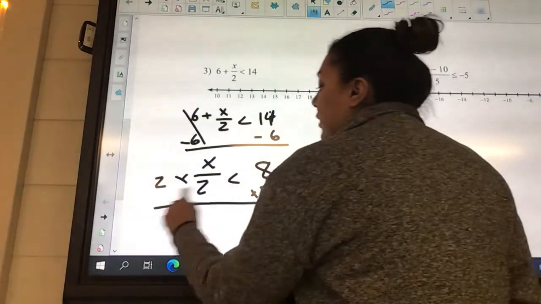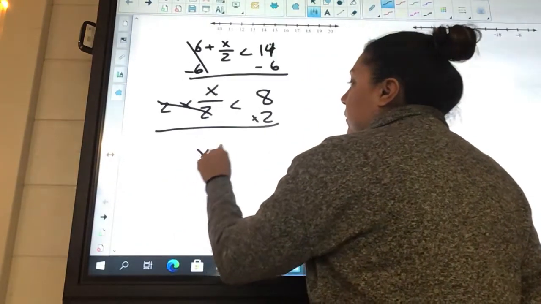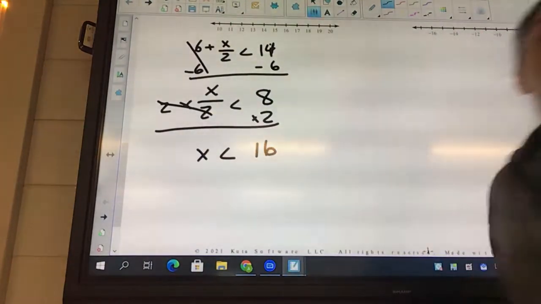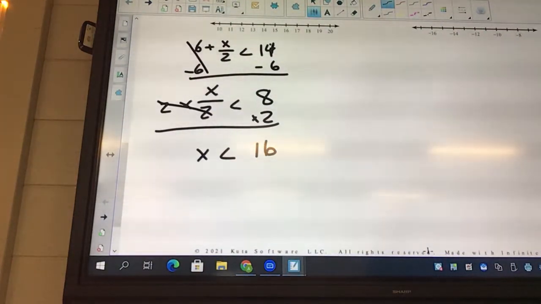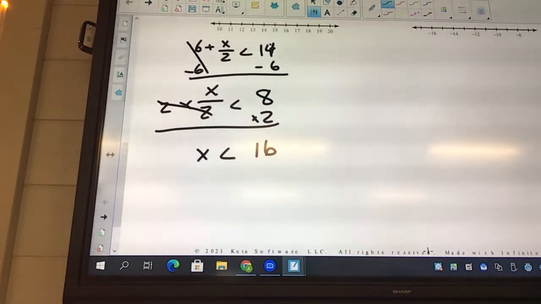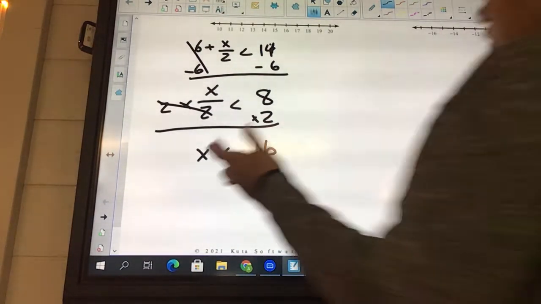Okay, keep in mind, when do you need to flip? When we're multiplying or dividing, so the very last step, if you multiply or divide by a negative, you're going to need to flip that sign. This is not one where we need to flip, but I do want to remind you because I know some of you are going to try to work ahead.